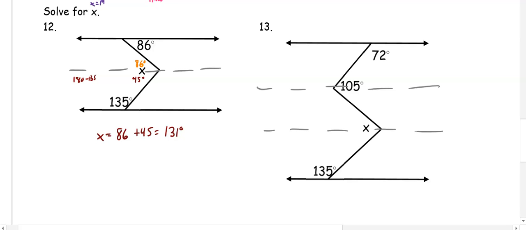In number 13, 72 and 82 in the orange dot are supplementary. So 180 minus 82 gets us 98 degrees. To get the bottom angle of 105, we can subtract 105 minus 98, which gets us 7 degrees. And then 7 degrees and the top angle of x are alternate interior. When we go from the bottom, 135 to x are same side interior. So 180 minus 135 gets us 45 degrees. So x is going to equal 7 plus 45, which is 52 degrees.